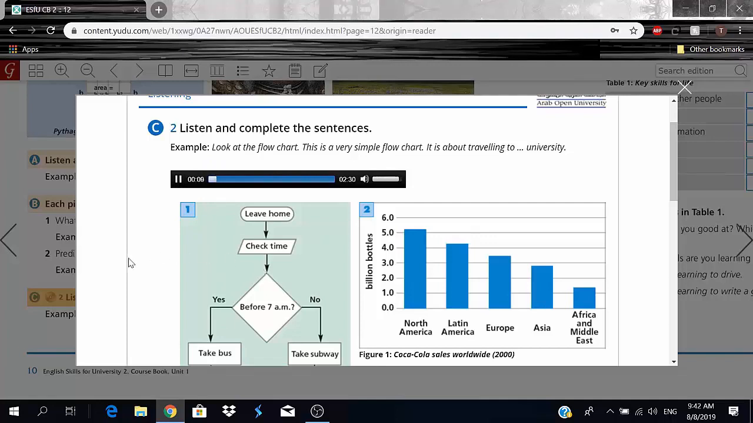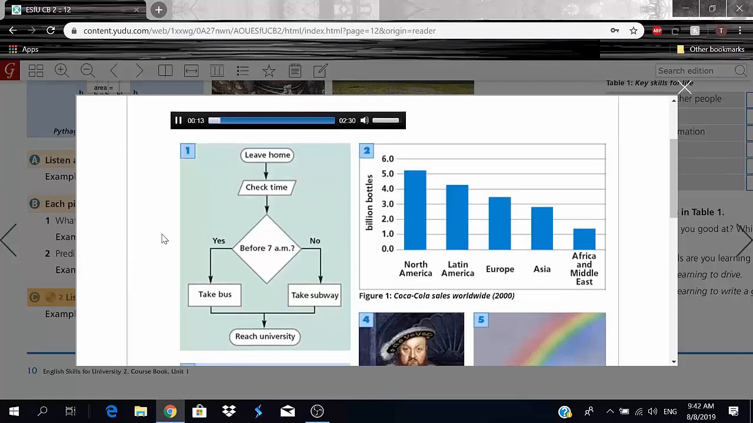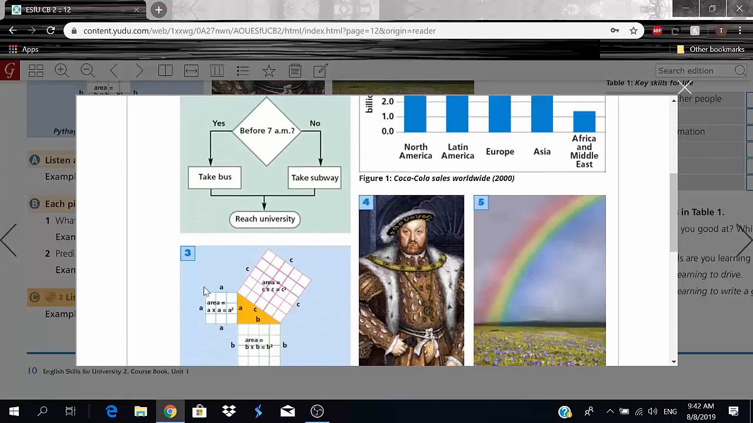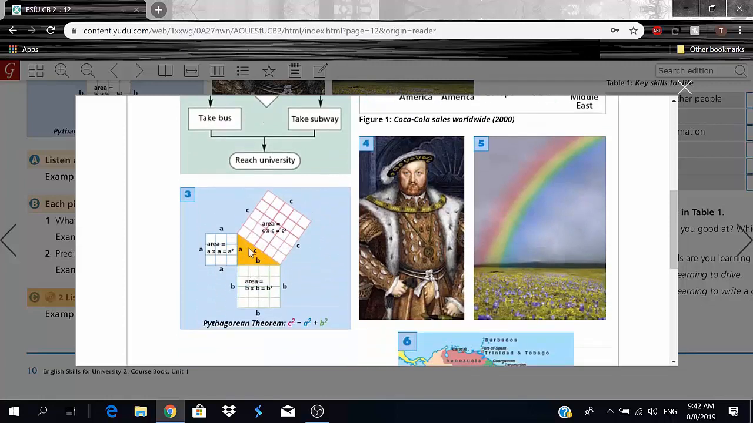Can you get out your IT books? Page 23. Look at the flowchart. This is a very simple flowchart. It is about travelling to university. OK. Do you have the diagram? In maths today, we're going to look at this diagram. It's very famous. It's about finding the area of a triangle.